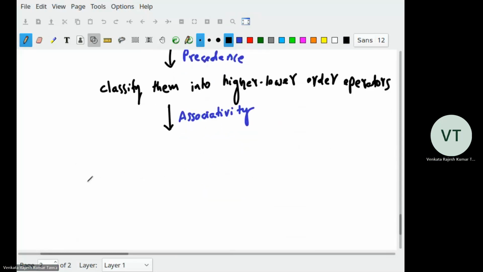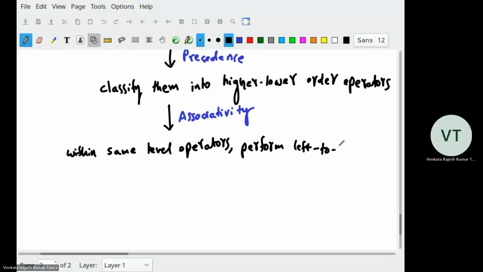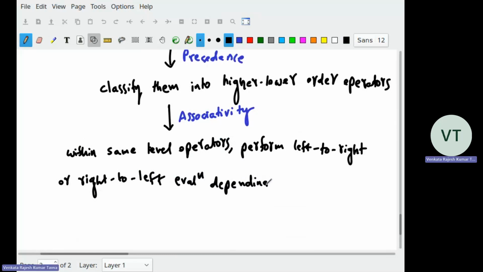So within same level operators, perform left to right or right to left evaluation depending on operator associativity.